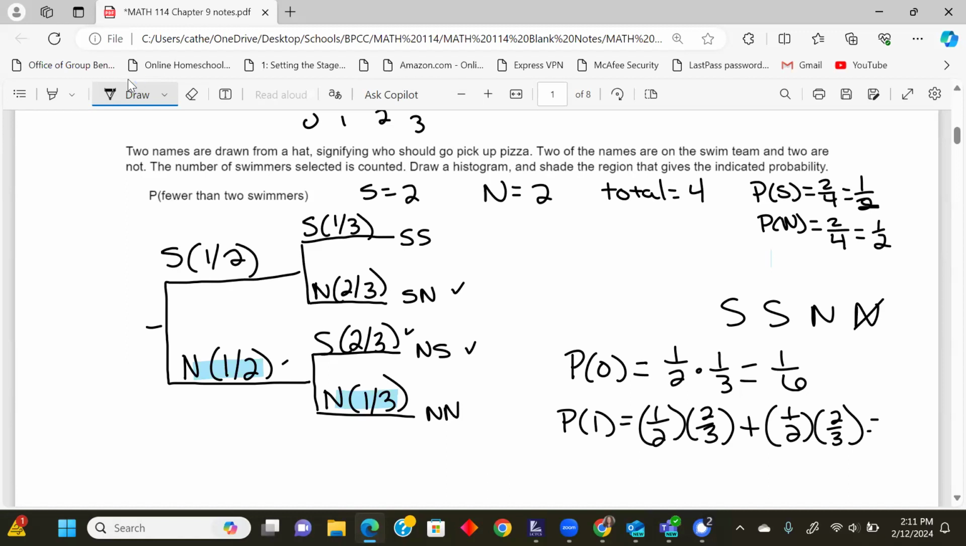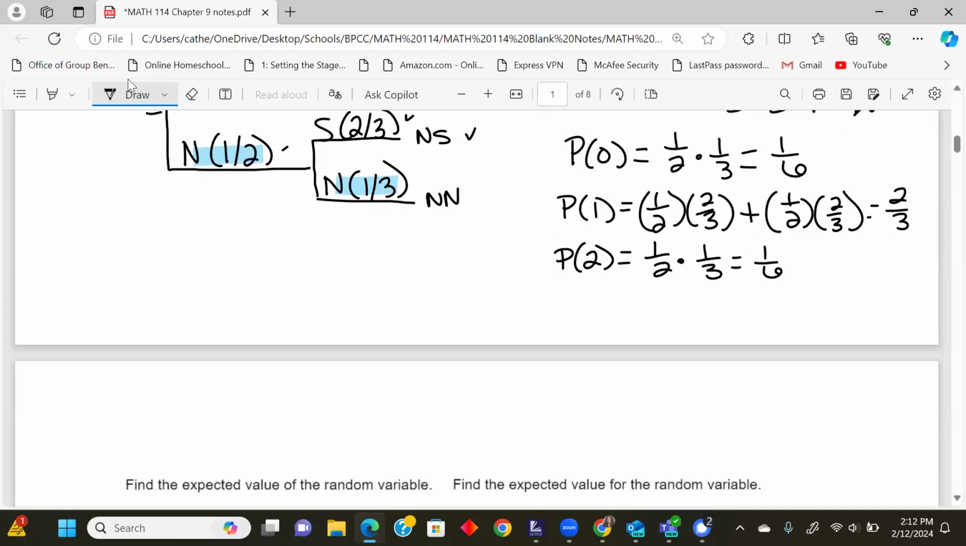And that is going to give us, when it simplifies, 2/3. The probability that both the people you pick are swimmers is right here. That's going to be 1/2 times 1/3. It's also going to be 1/6.